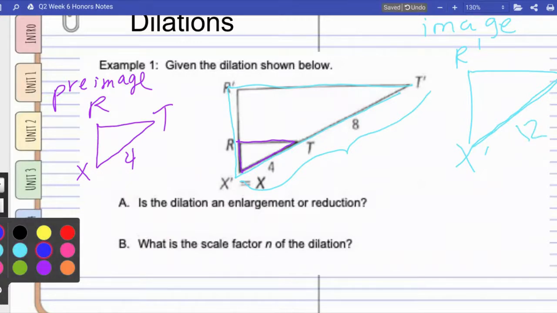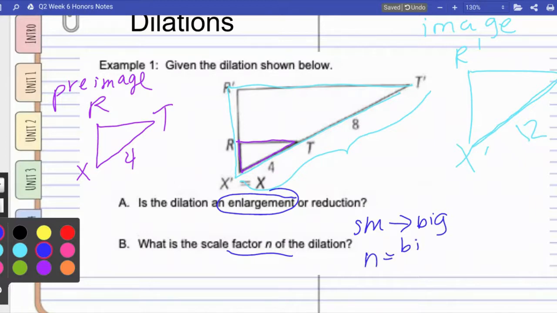So since I'm going from small to big, this is an enlargement. To find the scale factor, since I'm going from small to big, we take the big side and we divide it by the small side. The two corresponding sides, in our case, are going to be 12 divided by 4, which is 3. So the scale factor is 3, meaning the side lengths get 3 times bigger.